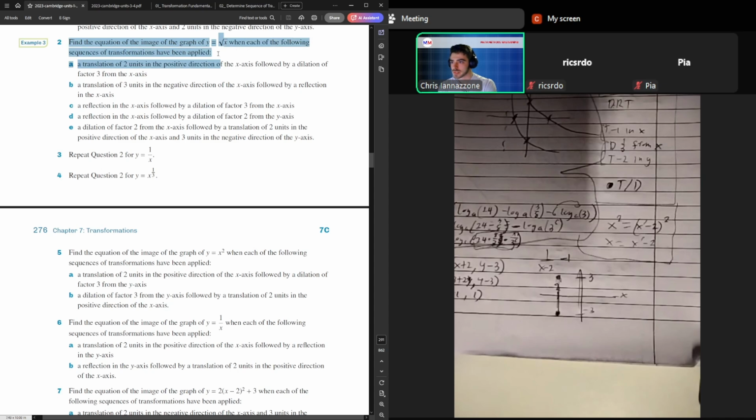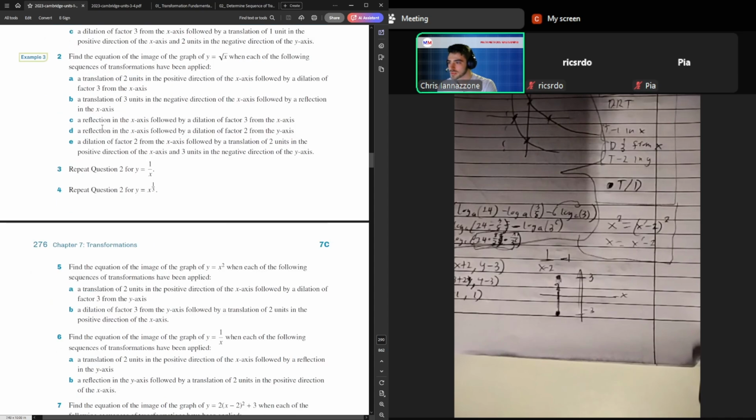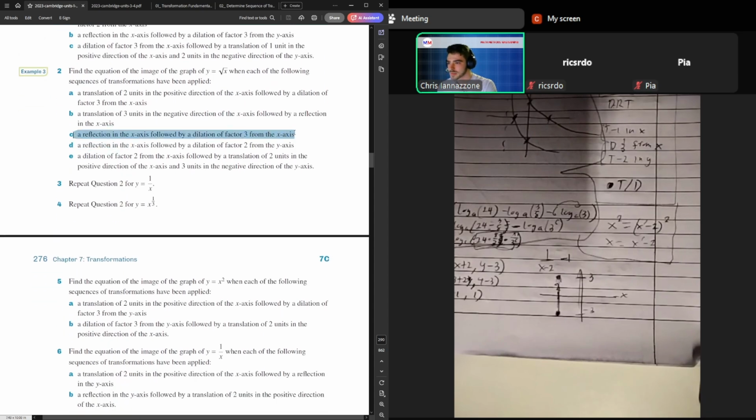Part 2 is now applying that to a function. So what would that now look like in a function rather than as a point? So is that just a repeat? Yeah, we'll pick one that has, I don't know, we'll go C. Reflection in the x, then dilation factor 3 from the x. That'll be a fun one. If you want to type the root out, maybe just spell root. -3 square root x. Yeah, exactly.